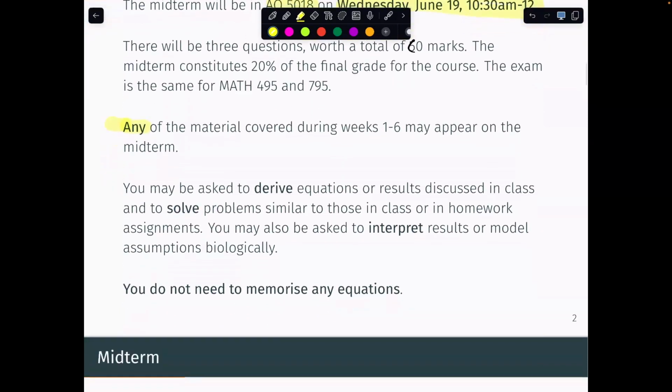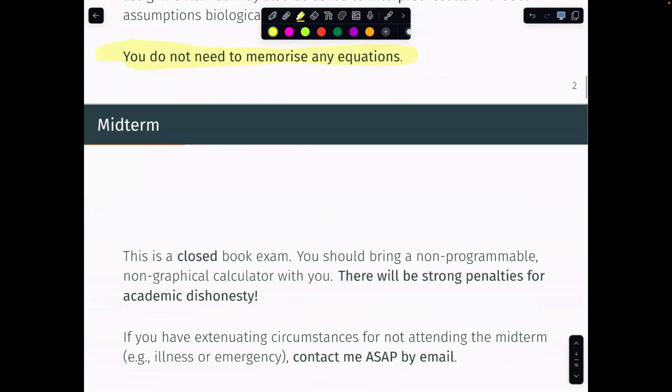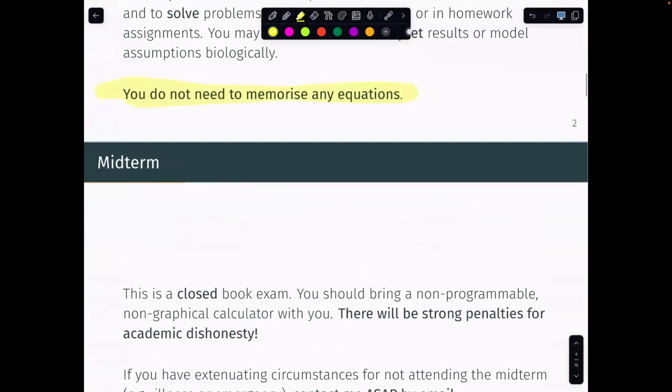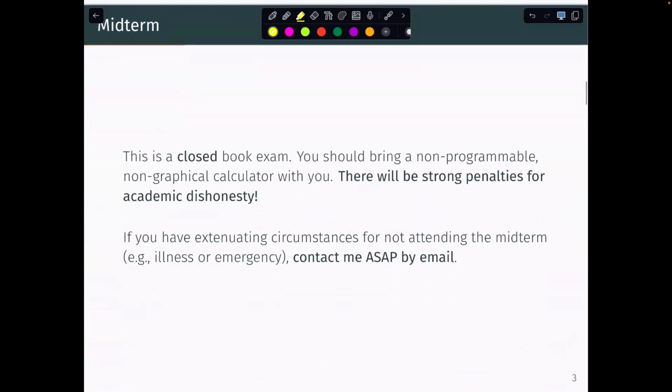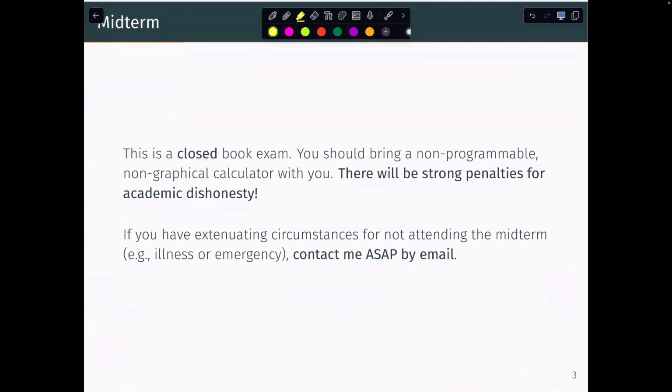Key thing, you don't need to memorize any equations. I generally don't like including memorization on exams because that doesn't test anything other than whether you can remember something. I don't think that's a particularly good skill to test. You don't need to memorize anything. There is one equation that is not on the formula sheet or given to you in the question, but it is a very simple one that you can derive from the things that we have in there. So you shouldn't need to worry about any memorization.